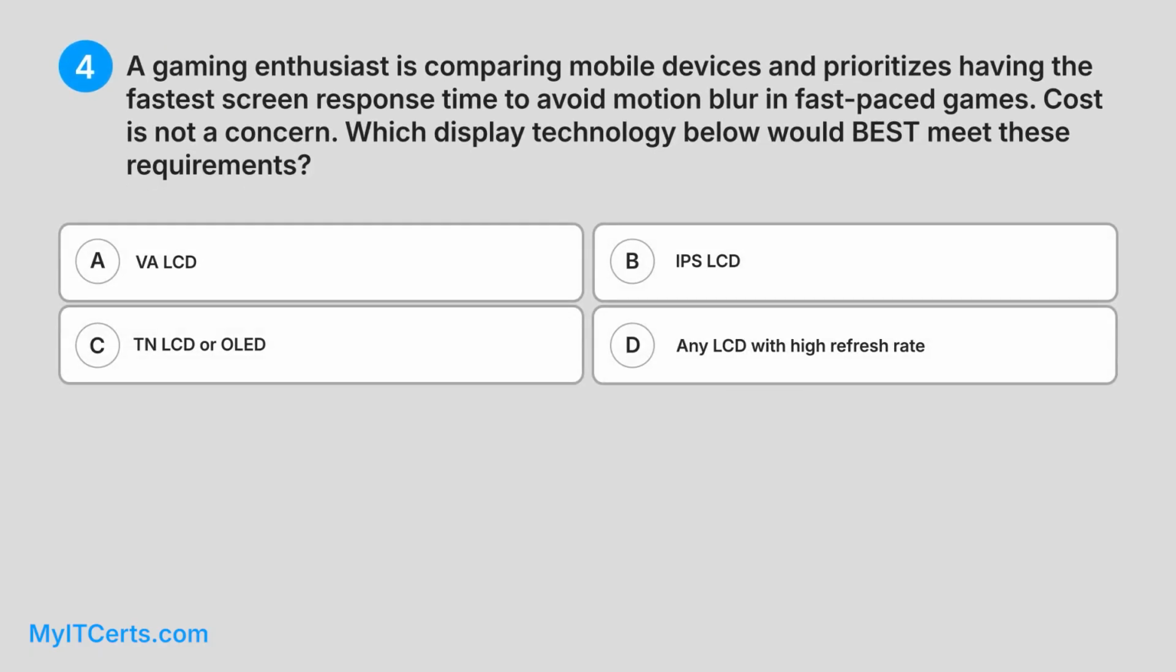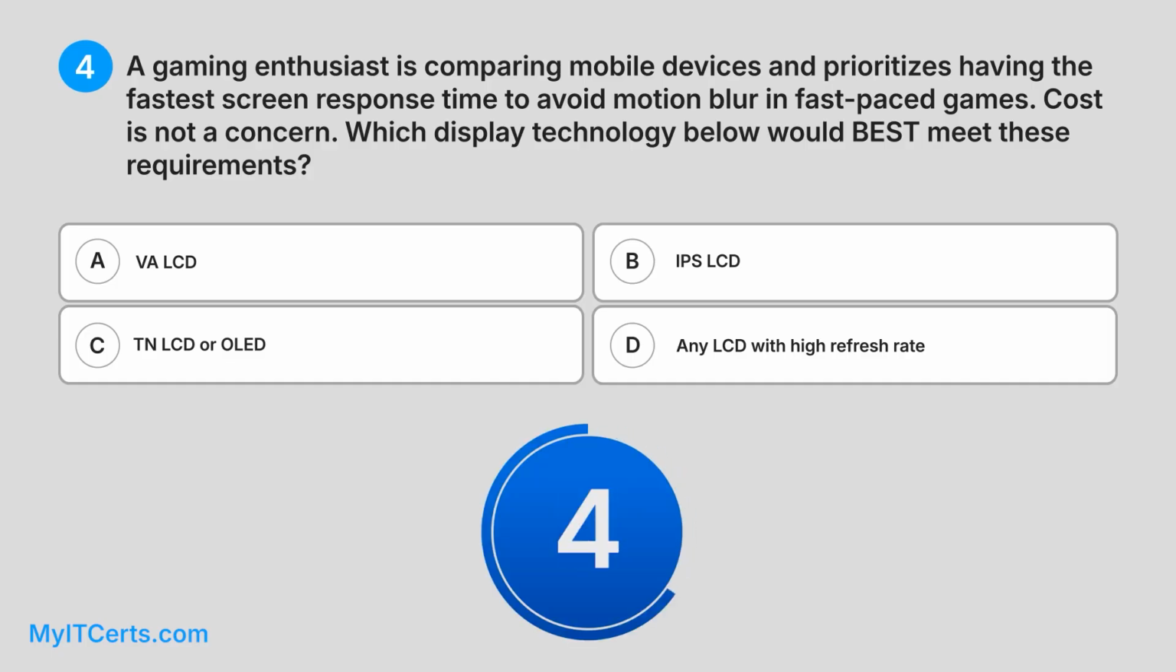4. A gaming enthusiast is comparing mobile devices and prioritizes having the fastest screen response time to avoid motion blur in fast-paced games. Cost is not a concern. Which display technology below would best meet these requirements? A. VA LCD. B. IPS LCD. C. TN LCD or OLED. D. Any LCD with high refresh rate. What do you think is the answer?